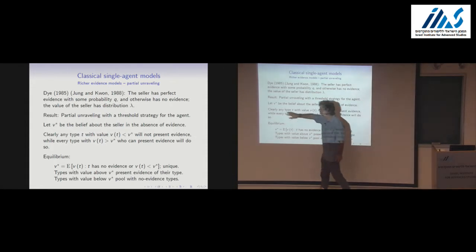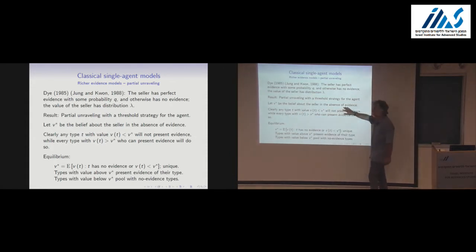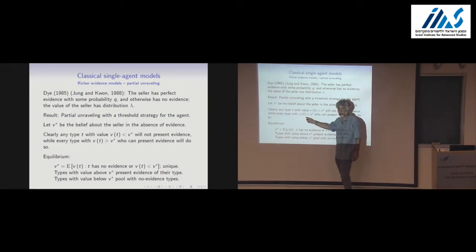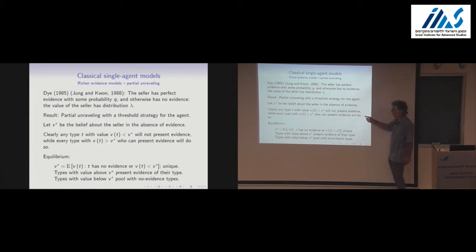What exactly will the threshold be? Well, imagine that the threshold V star is the belief about the seller when no evidence is presented. Then clearly any type who has a value which is less than V star won't present evidence, because they'll be doing worse. And any type who has value greater than V star will present the evidence, since they're doing better.